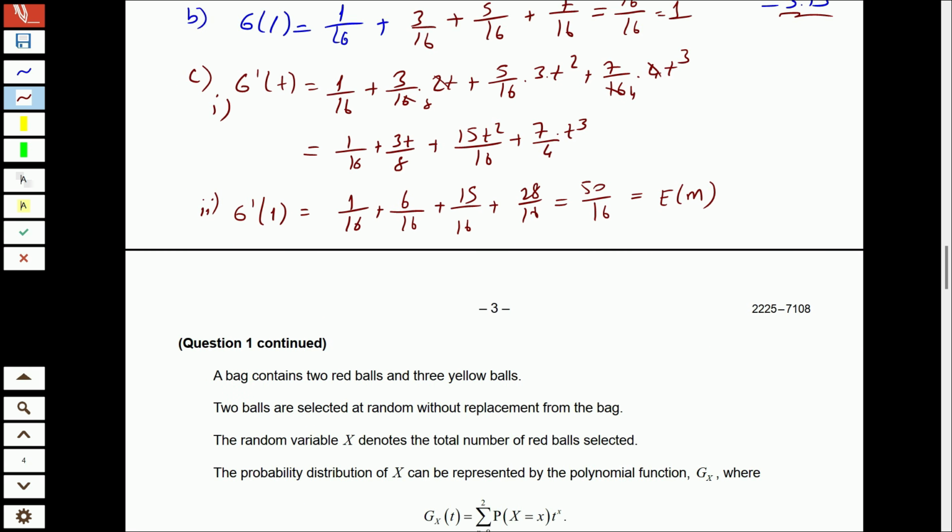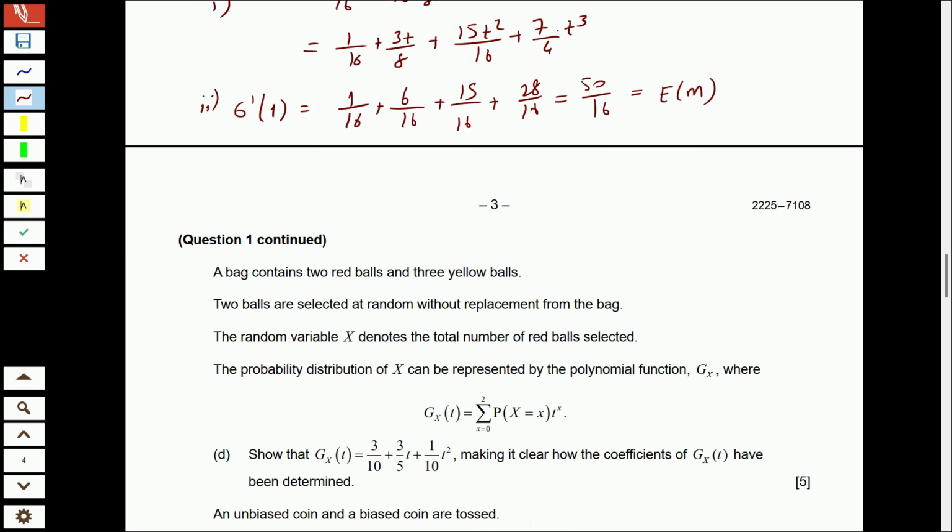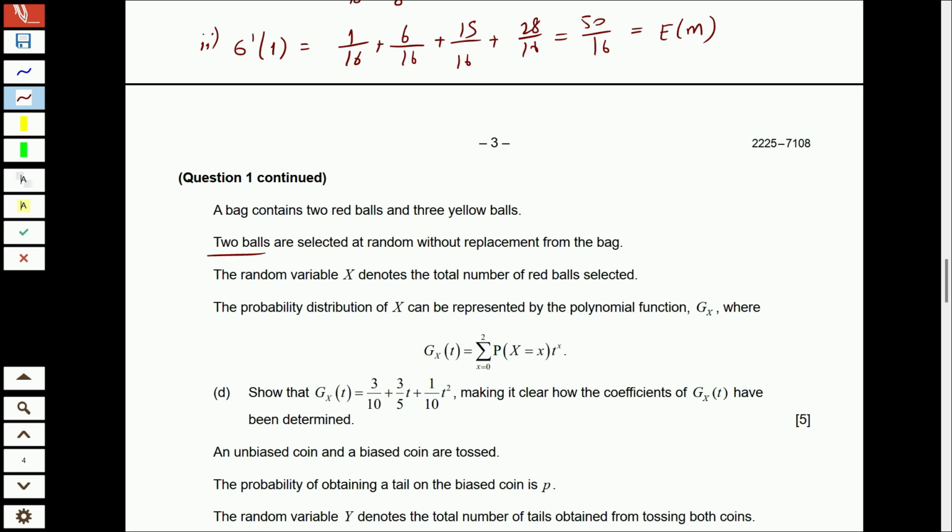The next question: a bag contains 2 red balls and 3 yellow balls. 2 balls are selected at random without replacement from the bag. There are 2 red and 3 yellow balls. The random variable x denotes the total number of red balls selected. The probability distribution of x can be represented by the polynomial function g sub x of t, which is an expression given here. We're going to show that g sub x of t is this one, making it clear how the coefficients of this function have been determined.